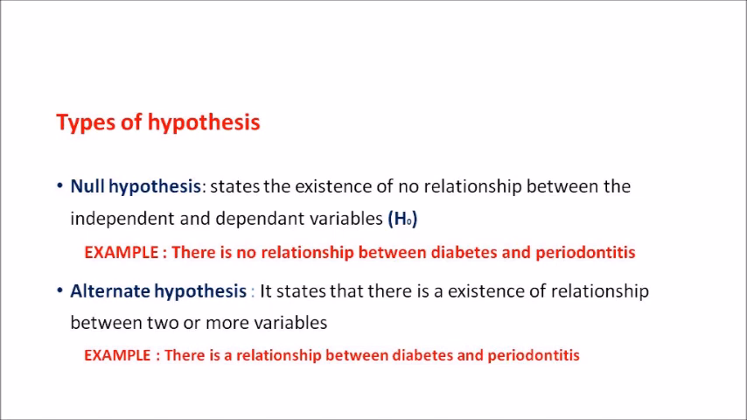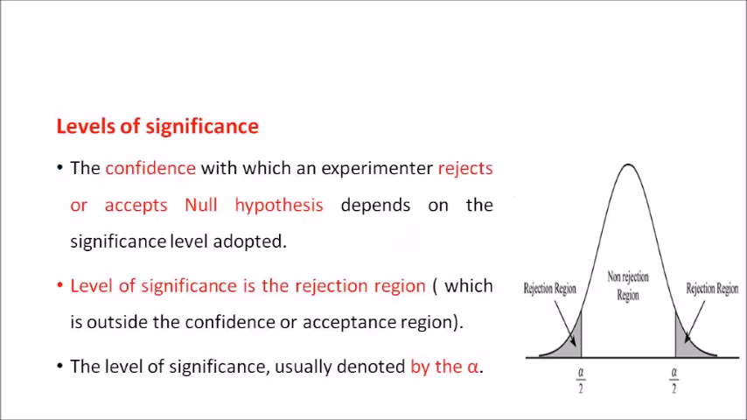So that is clear. Null hypothesis always states that there exists no relationship between the dependent and the independent variable. That is null. Okay, there is no relationship. Clear? Next step is we have to set the levels of significance.